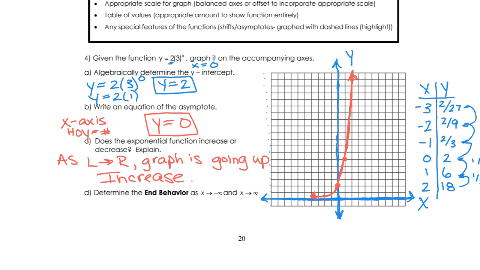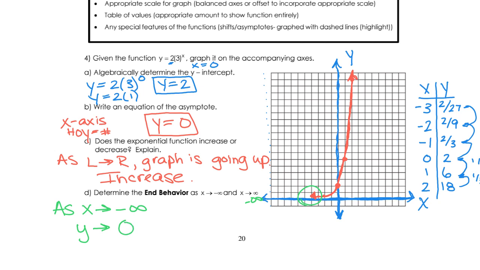And the last part there, determine the end behavior as x approaches negative infinity and x approaches positive infinity. So we'll say as x approaches negative infinity, y approaches... So as x approaches negative infinity, which is over here on the x-axis, we're looking at this end here, and that end is going down. However, it's not going down towards negative infinity. It is approaching the x-axis, so it's approaching 0. Okay, so that's a little bit different.